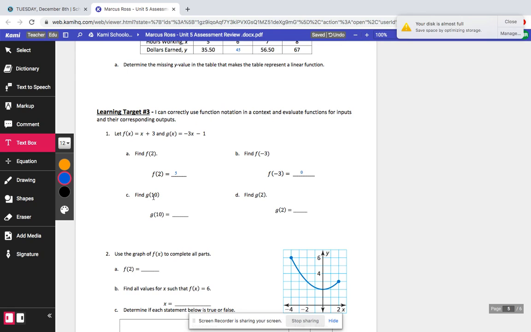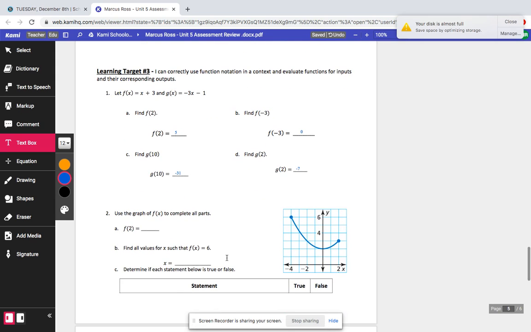Let's go to C, finding G. So now we're looking at the G equation. And x is 10, so -3 times 10 is going to give you -30, minus 1, you're going to get -31. D, find G of 2. So again, we're going back to the G equation. X is getting replaced by 2, so replace x with 2. -3 times 2 is going to give you -6. -6 minus 1 will give you -7, okay? You're just replacing your x's that is given to you into the correct or corresponding equation.